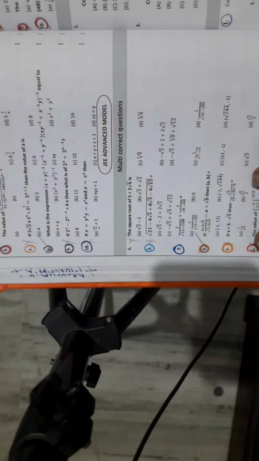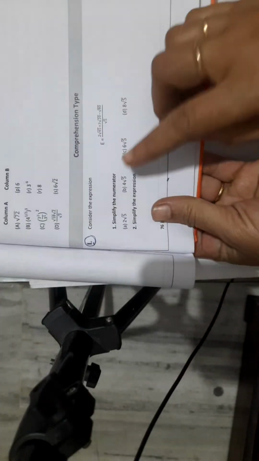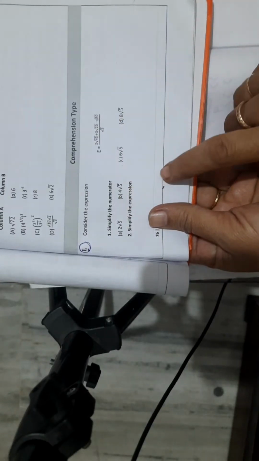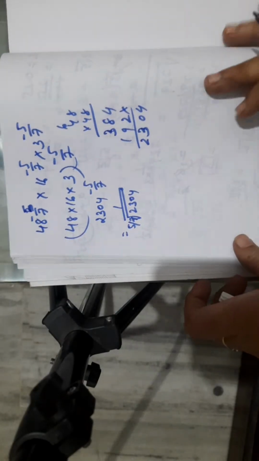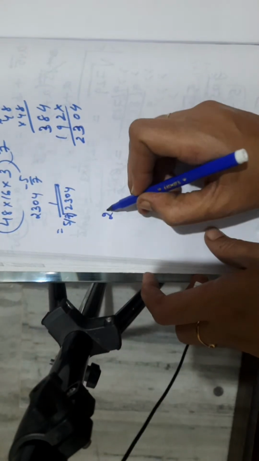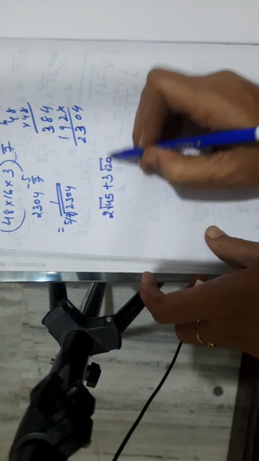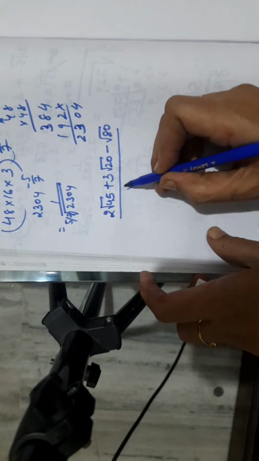Okay, next. Moksha, you said comprehension type of questions. Ritvik, can you say comprehension type of questions? See here. Consider the question E. Simplify the numerator. So here the question is given: 2 root 45, 3 root 20 minus root 80, whole divided by root 5.